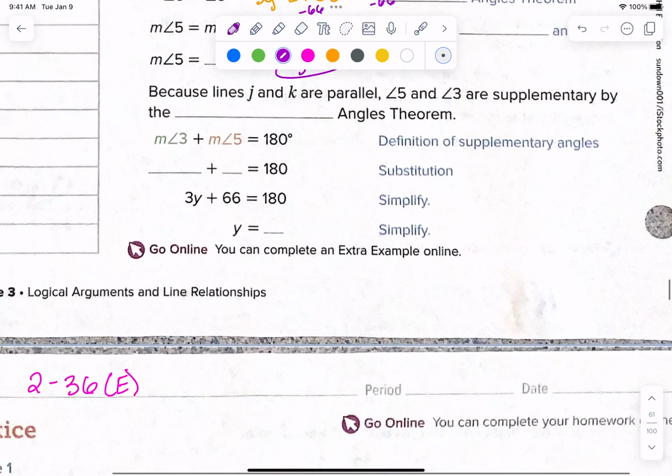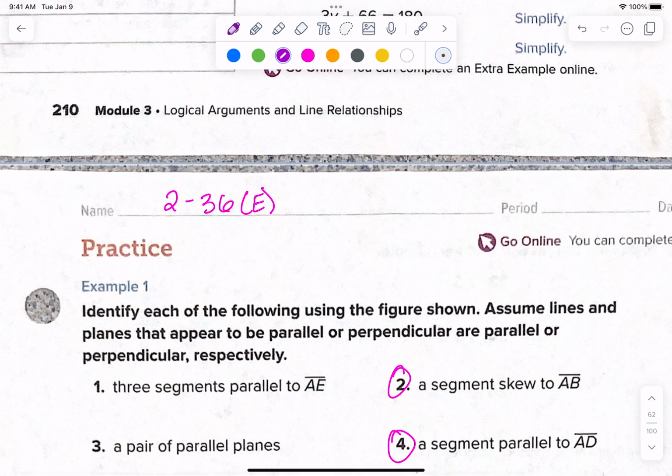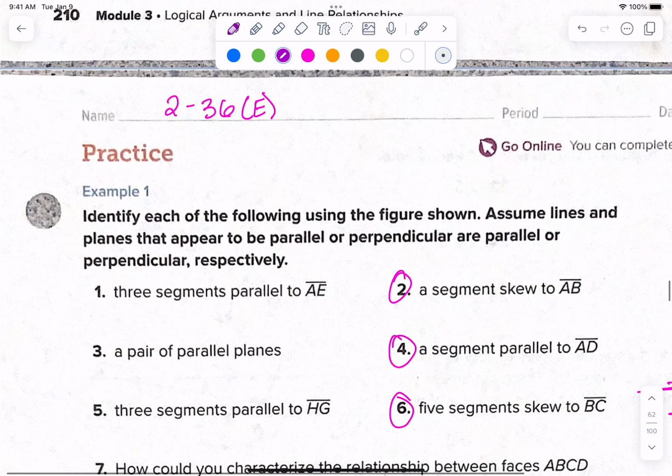Got it? Homework: 2 through 36 evens. Holy crap. I'm sorry, what? That means it's a lot. They're super fast though. A lot of them are like, what kind of angles are these? Find the measure of this guy. They're super fast. So that is a lot, but they're super fast.